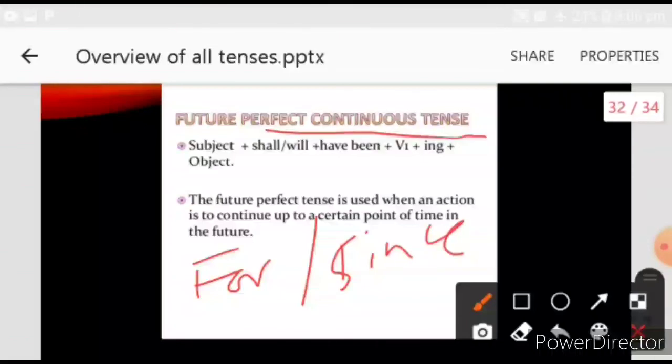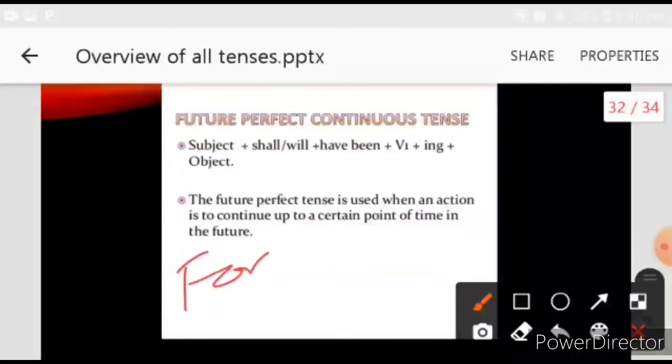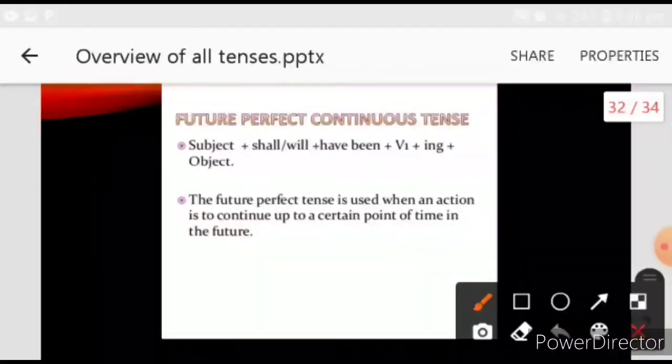Where are you supposed to use for? Now let's see. When there is a number, 1, 2, 3, just a number, they are mentioning a number, that 2 hours, 3 hours, 2 weeks, 1 year, 4 years, then what are you going to use? You are going to use for. And if they are mentioning the names of certain days or the months and all that, then you are going to use since.